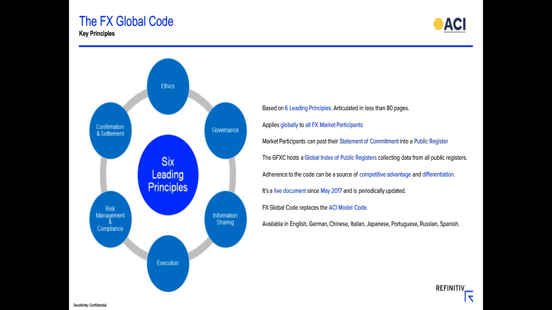Market participants can post their statement of commitment into a public register. There are 16 available as of today. And then the Global Foreign Exchange Committee hosts a global index of public registers, which is a nice website collecting the data from all public registers so that every counterparty can make their statements easily visible to all market participants, and everybody can easily check who has adhered or not.